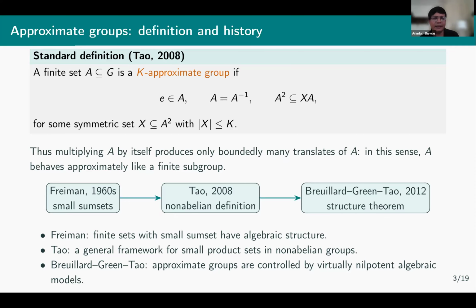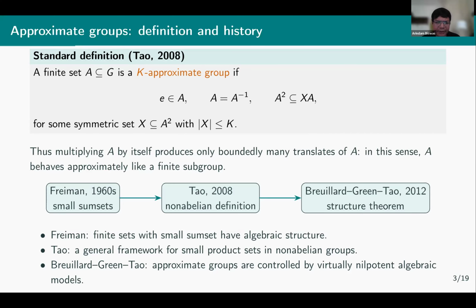Obviously, even though the definition was proposed by Tao in 2008, this theory had been studied before in the context of additive combinatorics, since the 1960s, with the celebrated theorem of Freiman, which was essentially one of the first instances when approximate groups were studied in the context of integers. Freiman's theorem informally states that finite sets which have small sum set have some algebraic structure.